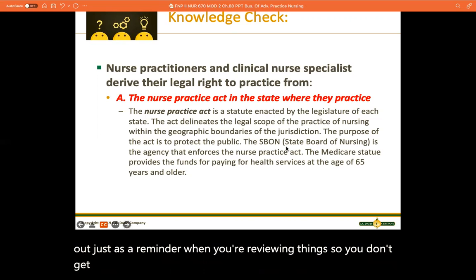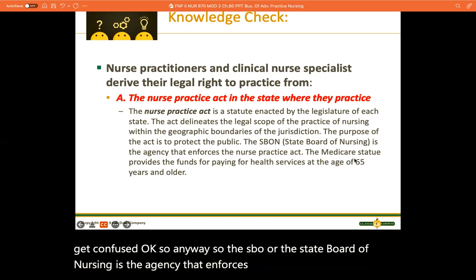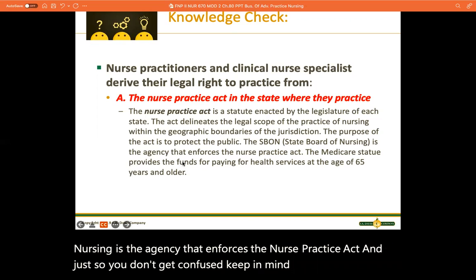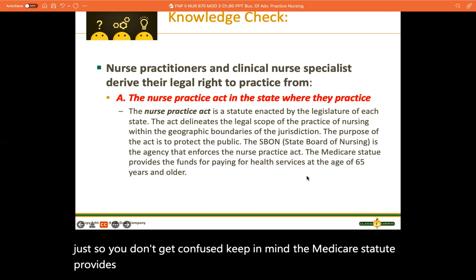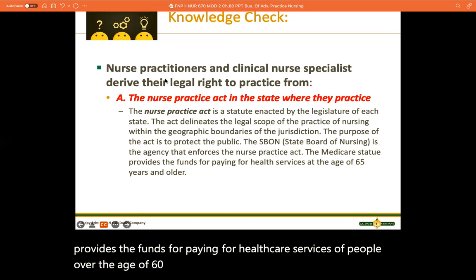Okay, so anyway, the SBON, or the State Board of Nursing, is the agency that enforces the Nurse Practice Act. And just so you don't get confused, keep in mind the Medicare statute provides the funds for paying for healthcare services of people over the age of 65. All right, we'll go over Medicare and Medicaid in just a few minutes.